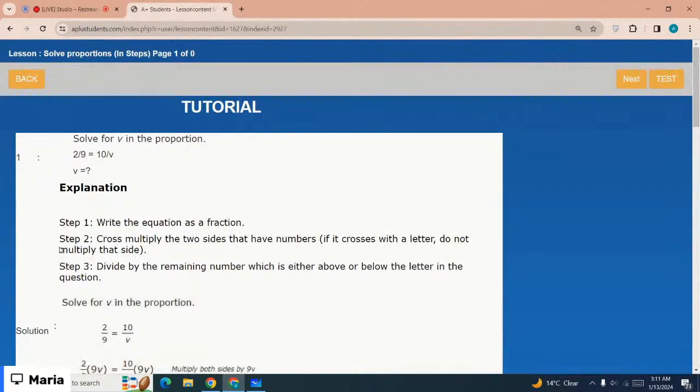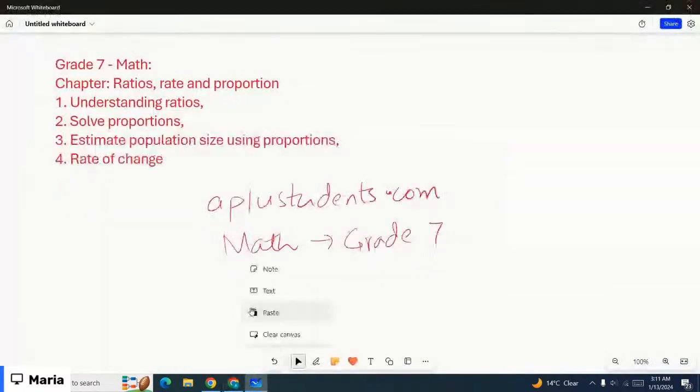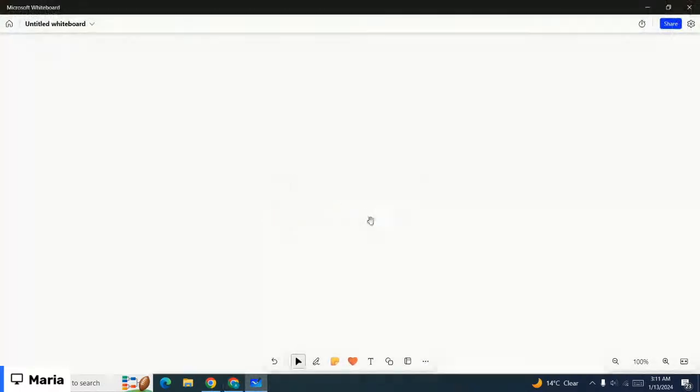Okay, let's just start with the first example. That is, solve for v. You are given the proportion 2 by 9 equals 10 divided by v. So basically, you need to solve this proportion for v, right? You need to calculate the value of v here. So let's just see how we solve 2 by 9 equals 10 divided by v, right?